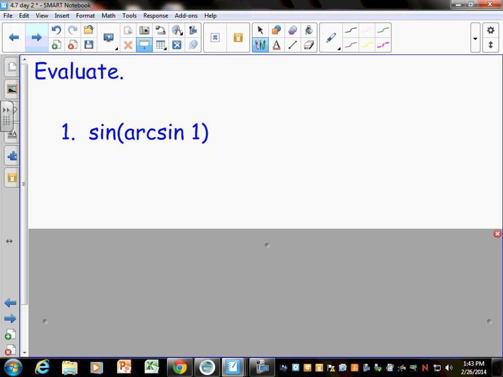So here's the thing about those properties. They only work if you're in the specified interval. If you're not sure if you're in the specified interval, you can just do the problem, which means it's not a bad idea just to do the problem every time.